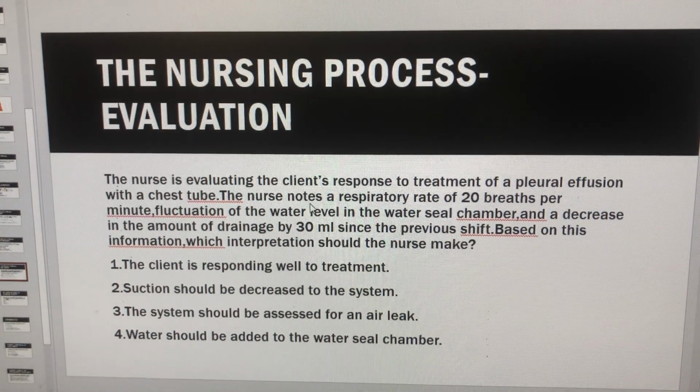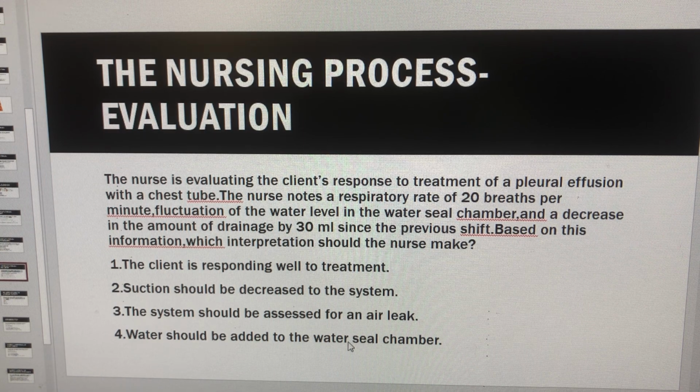The nursing process evaluation. The nurse is evaluating the client's response to treatment of a pleural effusion with a chest tube. The nurse notes a respiratory rate of 20 breaths per minute, fluctuation of the water level in the water-sealed chamber, and a decrease in the amount of drainage by 30 ml since the previous shift. Based on this information, which interpretation should the nurse make? 1. The client is responding well to treatment. 2. Suction should be decreased to the system. 3. The system should be assessed for an air leak. 4. Water should be added to the water-sealed chamber.